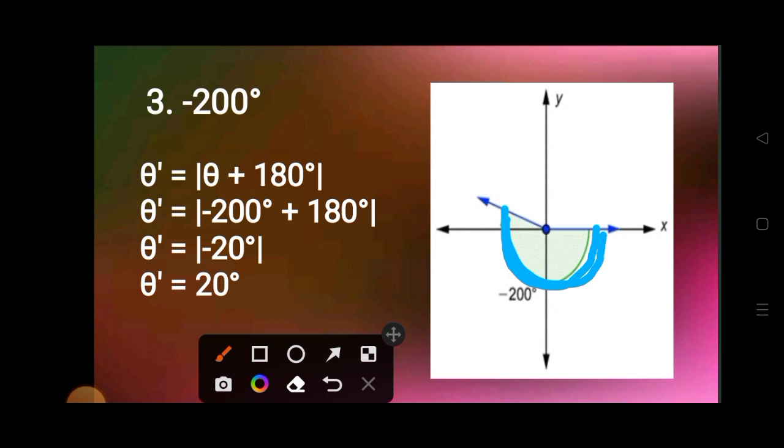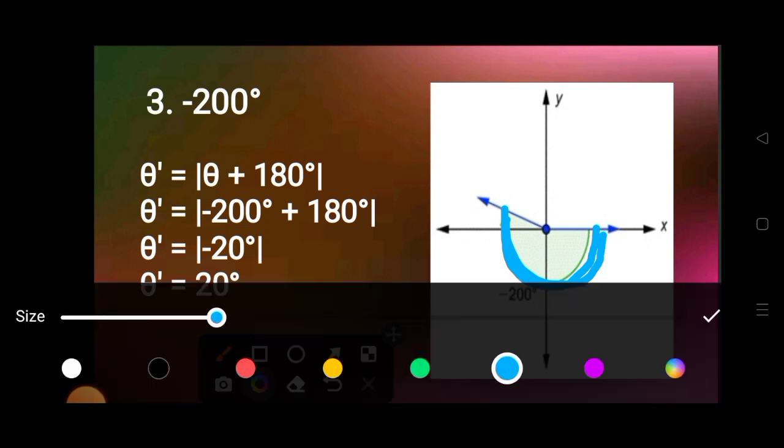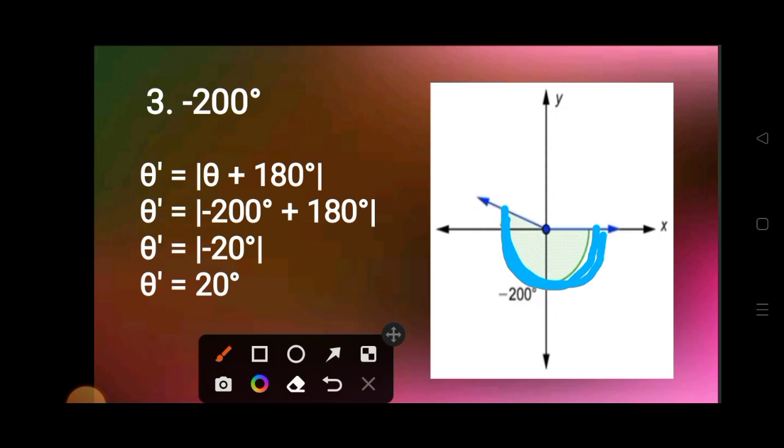Then substitute the value of the standard angle. We have negative 200 degrees plus 180 degrees. So we have negative 20 degrees. And thus the absolute value of negative 20 degrees is 20 degrees. That is why our reference angle for negative 200 is 20 degrees, which is here, between the terminal side and the x-axis.